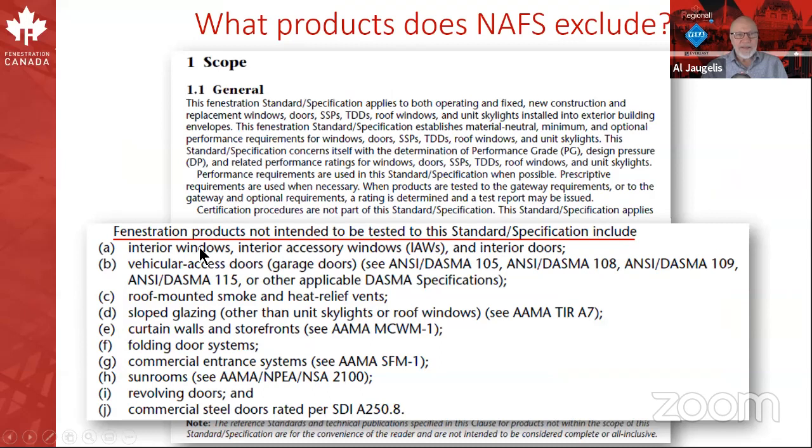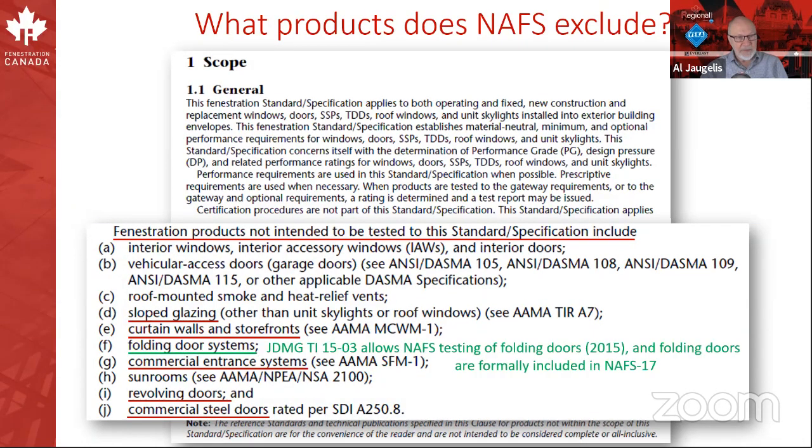So these are products within the scope of NAFS. Now, it's important to realize that NAFS excludes a bunch of products from its scope. Just to be clear, fenestration products not intended to be tested to this standard/specification include, and I'll focus on the ones that might surprise you: sloped glazing. Any skylight that has more than one piece of glass in it is a sloped glazing system. Any skylight that is field glazed is a sloped glazing system. Curtain walls and storefronts are excluded from this standard. Commercial entrance systems excluded. Revolving doors, commercial steel doors.